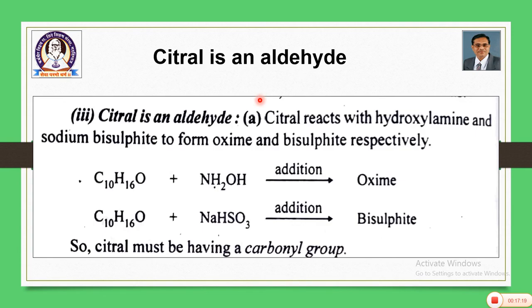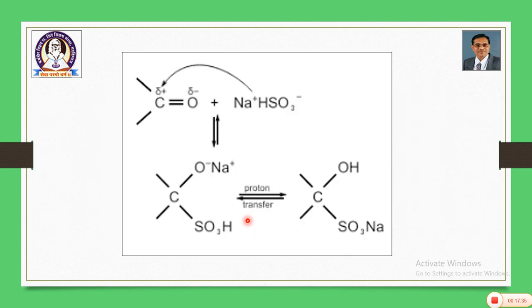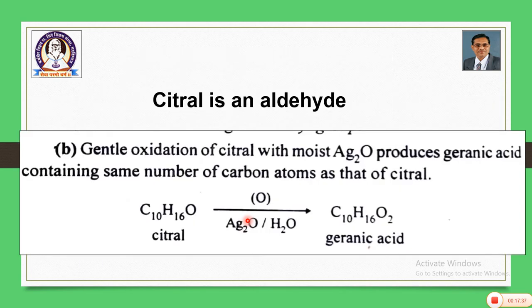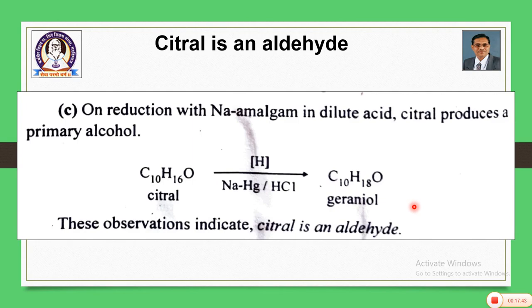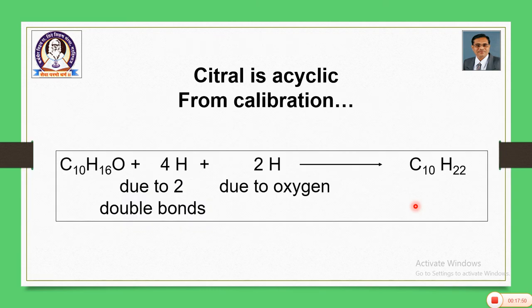Citral is an aldehyde, it is confirmed by the reaction between citral and hydroxylamine and sodium bisulfite. These are the reactions which are responsible for the carbonyl group. The presence of carbonyl is confirmed by reaction with hydroxylamine and sodium bisulfite, and the difference between aldehydes and ketones is analyzed by considering the reactions of oxidation to geranic acid and reduction to geraniol. Okay. Oxidation and reduction confirm the presence of the aldehydic group.